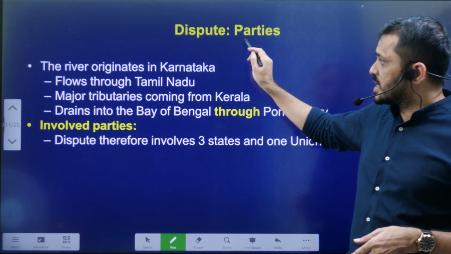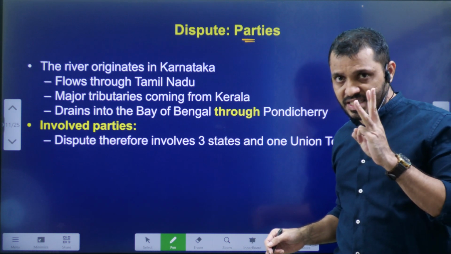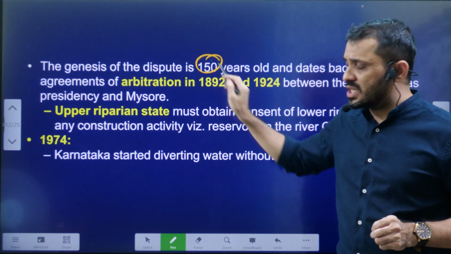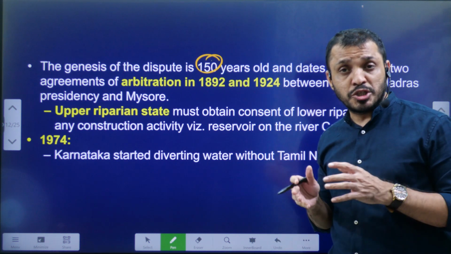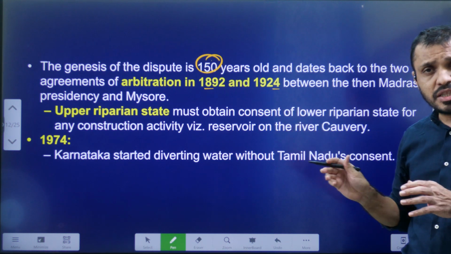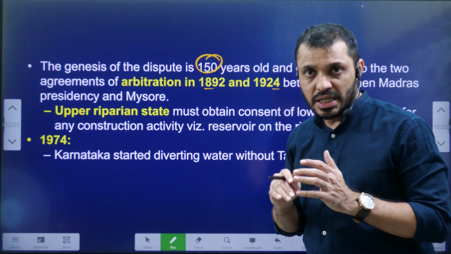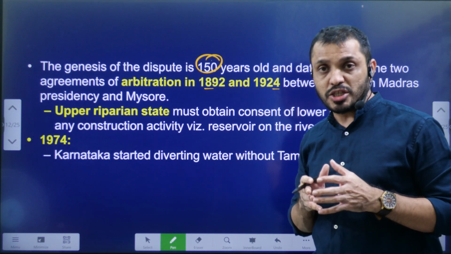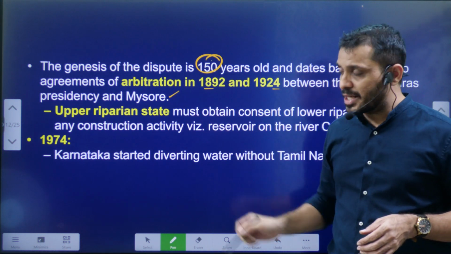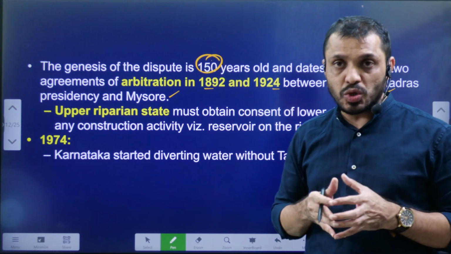Next, we'll see the disputes. The major parties, like I said earlier, are 3 states and 1 UT. This dispute is about 150 years old, and it starts way back from 1892 and 1924. In these 2 years, there was an arbitration done. Arbitration means obviously an out of court settlement. This arbitration was done between the then Madras Presidency and the then Mysore state. You know that at that time Madras was in British India, whereas Mysore was a princely state.